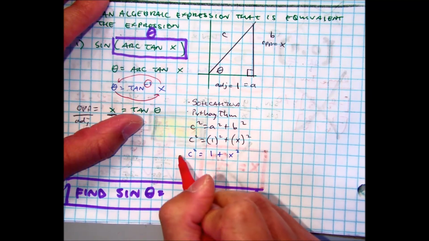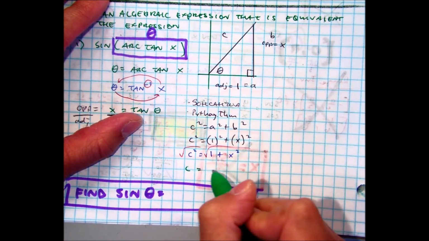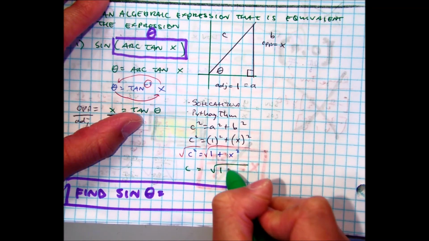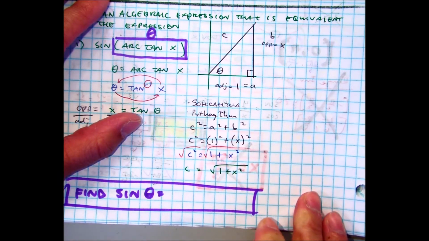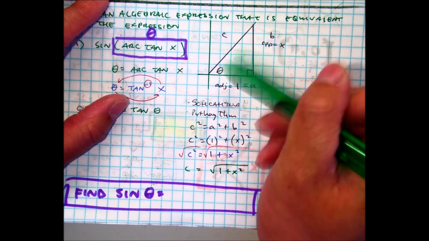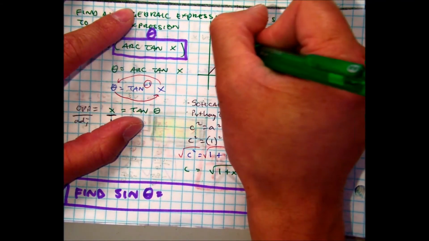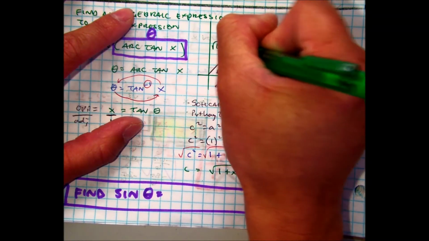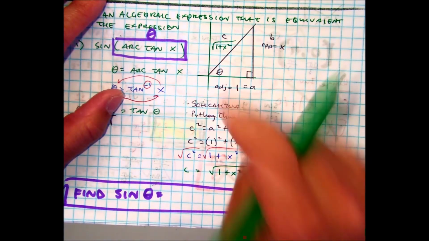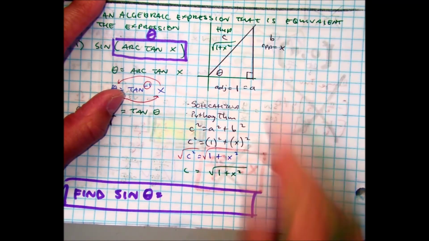How do I remove an exponent? You're going to take the square root of both sides. Our answer is supposed to be plus or minus the square root of 1 plus x squared. Now, a reason why I'm only keeping the positive, because remember c here represents a side length. Side lengths are a distance, and distance should only be positive. So our c is equal to the square root of 1 plus x squared. So I have the opposite, I have the adjacent. This is the hypotenuse, the side we were just finding.